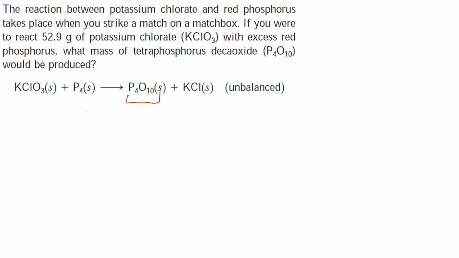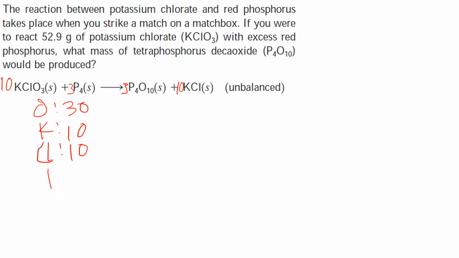Well, that's what we can do. Lowest common denominator between 3 and 10, that would be 30, right? So we do 3 here and 10 over here. If we have 10 potassiums, we need to put 10 potassiums here. That balances the chlorides. And if we have 3 times 4 phosphorus, we need 3 times 4 phosphorus on this side, and this becomes balanced. Because if we count the oxygens 30, potassium 10, chloride 10, and phosphorus 12.